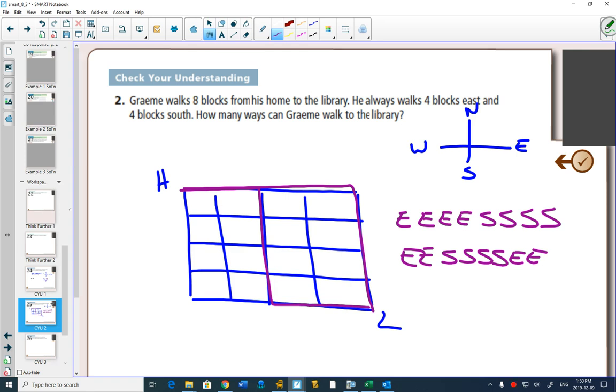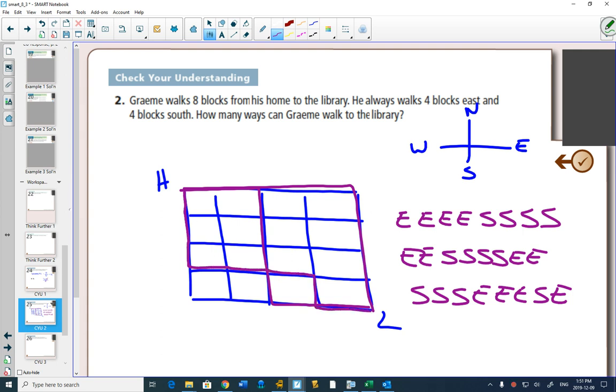But what we have is identical objects, because going east, you have to go east 4 times somewhere in there, and you have to go south 4 times somewhere in there. If you think, how many different ways can I arrange this? Well, if I write out S, S, S, E, E, E, S, E, what would that draw on here? South, south, south, east, east, east, south, east.